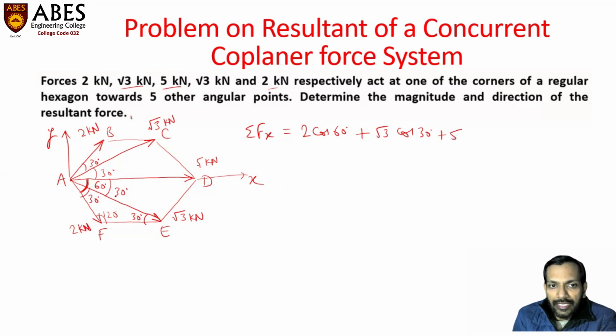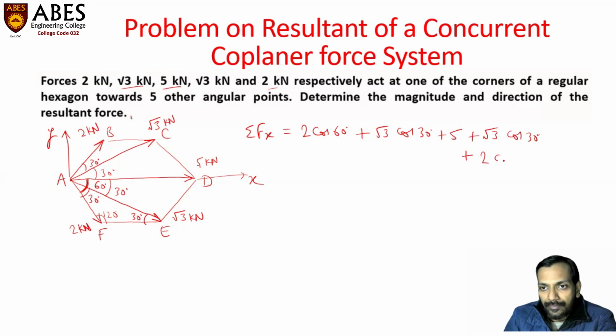plus AE, that is under root 3 cos 30, plus 2 kilonewton cos 60 degrees. So we can see that all the horizontal components of these five forces are acting towards the right hand side. Therefore, all these components are positive. Fine. So if we calculate these values, it is found to be 10 kilonewton.